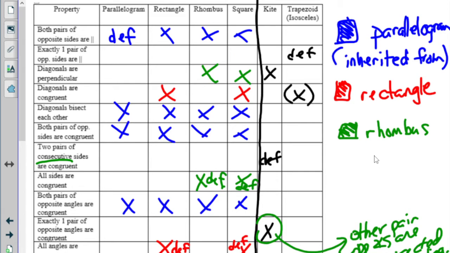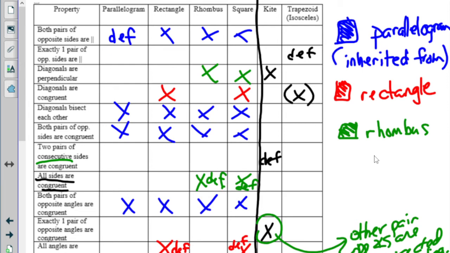Going a little bit further down, all the sides are congruent right here. That's our definition of a rhombus. So I put a little DEF where that's the definition of a rhombus. All the angles are congruent is the definition of a rectangle. And then both of them are my definition of a square.